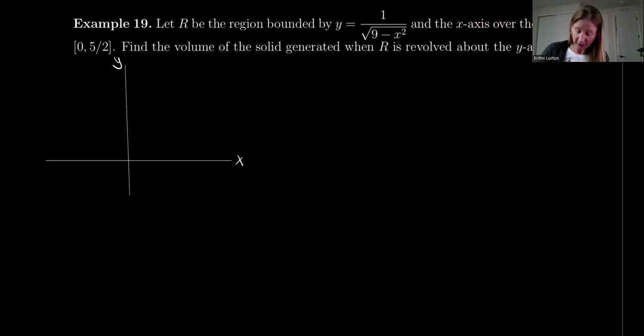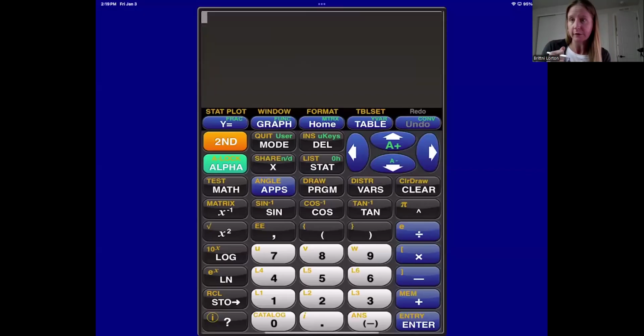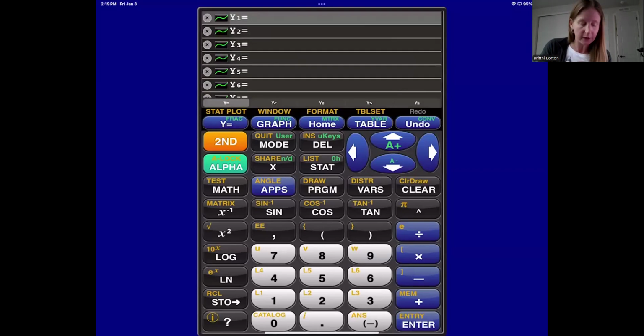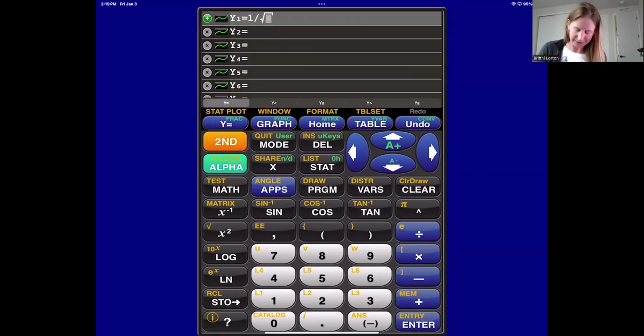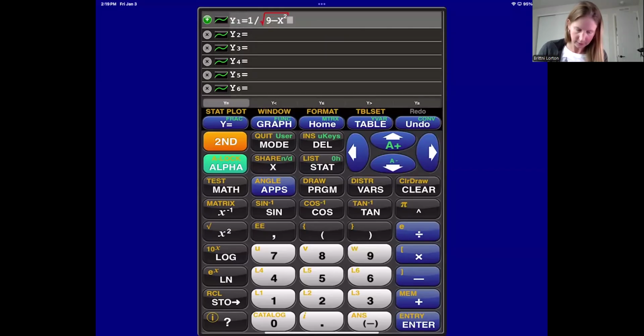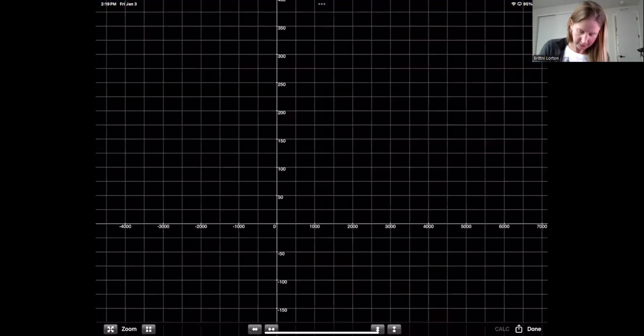So feel free to use your graphing calculator. I'll go ahead and use my graphing calculator. You might be using Desmos if that's what you have. On a test, you'll have to use a graphing calculator. So make sure you get used to how to use your graphing calculator. I'll go to my y equals, and it's 1 divided by the square root of 9 minus x squared. Okay, and then I'm going to go to graph.